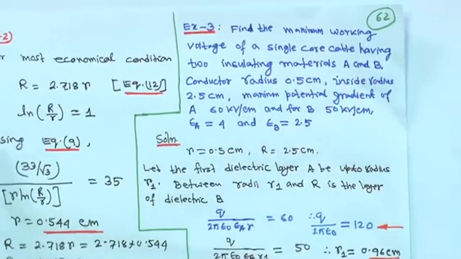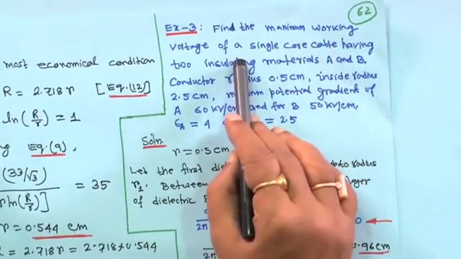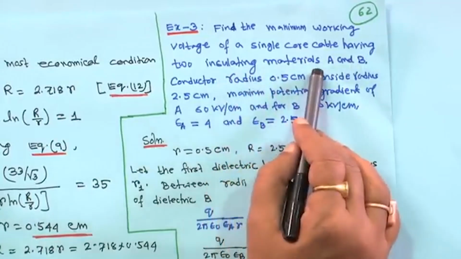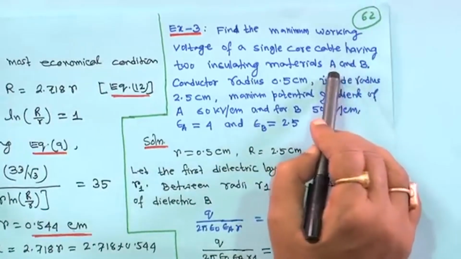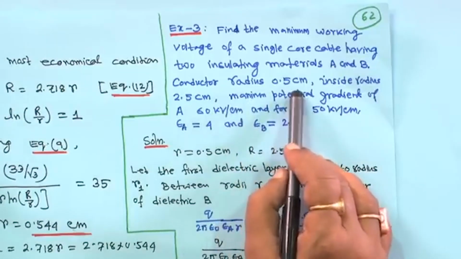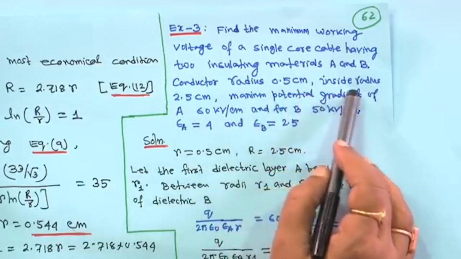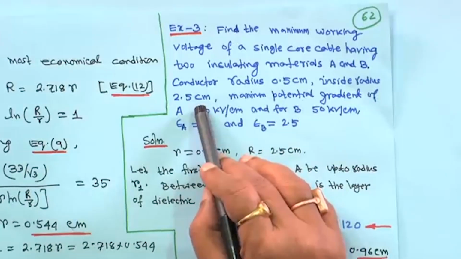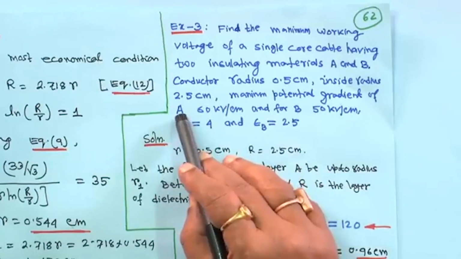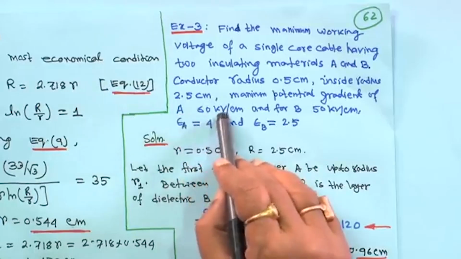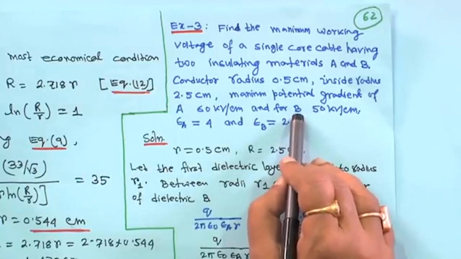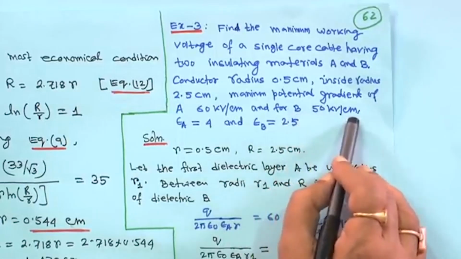Example 3: in this case you find the maximum working voltage of a single core cable having two insulating materials A and B. I mean A is one insulating material and B is another insulating material. Conductor radius is given as 0.5 centimeter. Inside radius is 2.5 centimeter. Maximum potential gradient of insulation A is 60 kilovolt per centimeter, and for insulation B it is 50 kilovolt per centimeter.